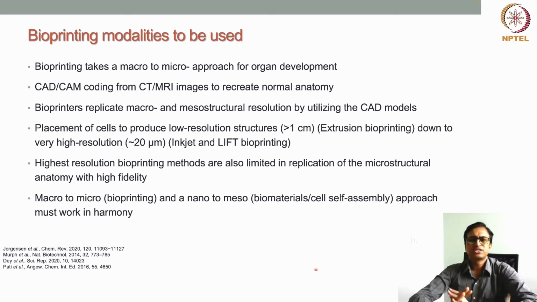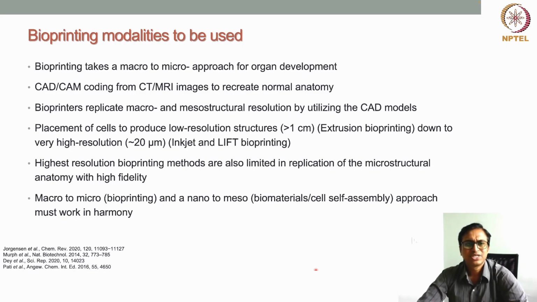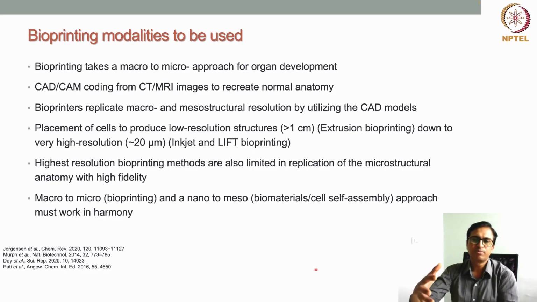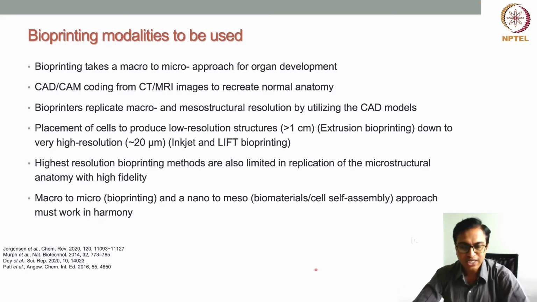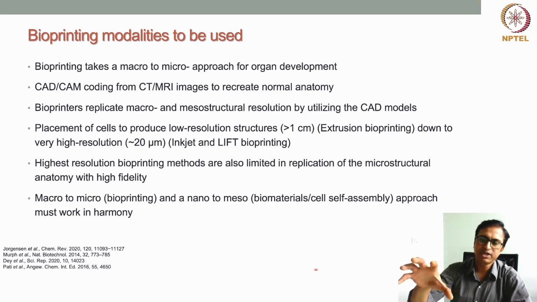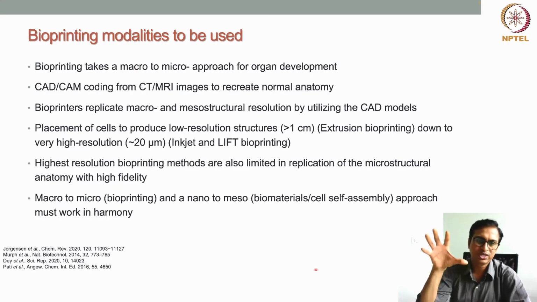But mostly, bioprinting technology takes a macro to micro approach for organ development, because we are positioning the cells, or patterning biomaterials, at the micro scale to recreate the geometry or microstructure of that particular organ, so that we can come up with a macro level tissue. That's why in all bioprinting approaches, we want to create something macro, but we start from micro.